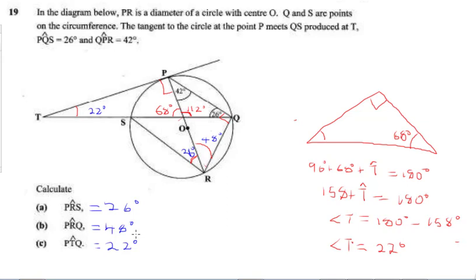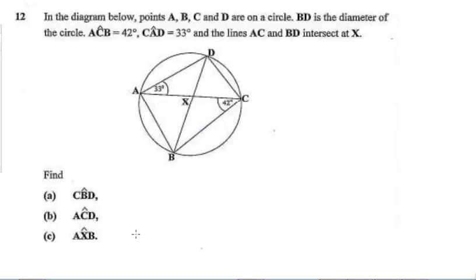Okay, so let's look at a different question on circle theorem. This is from 2017, and this is also paper 1. And the problem says, in the diagram below, points A, B, C, and D are on a circle. BD is the diameter of the circle. ACB is 42 degrees. CAD is 33 degrees, and the lines AC and BD intersect at X. So we are told to say A, B, C, D are on a circle, and BD is the diameter of the circle. ACB is 42 degrees.